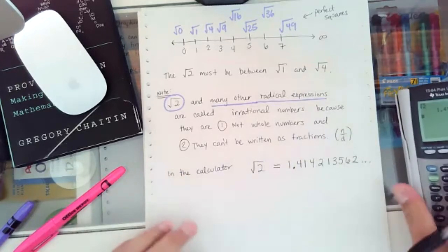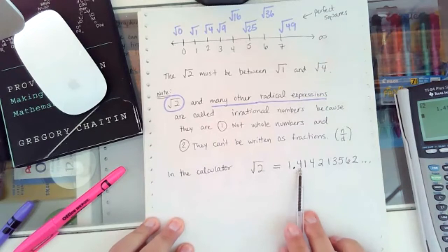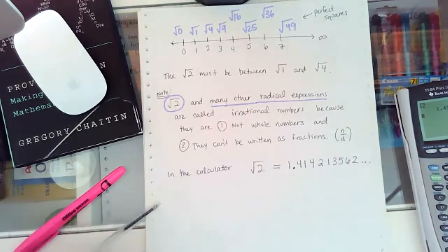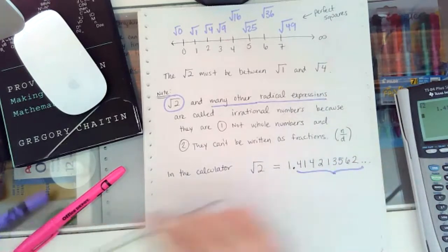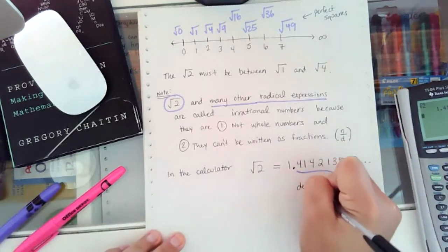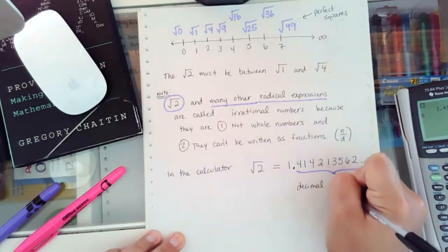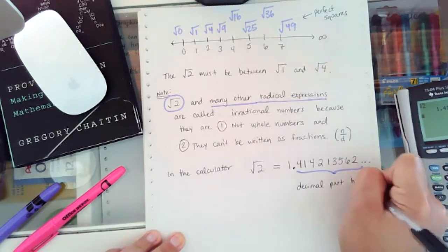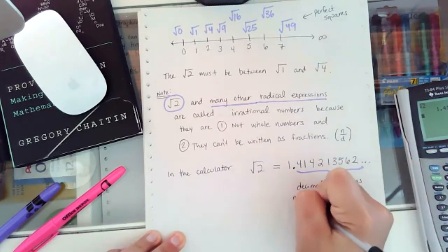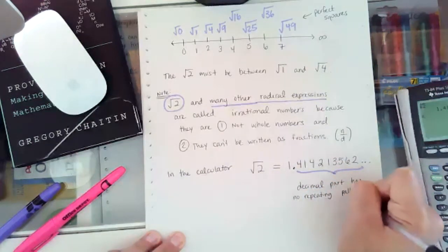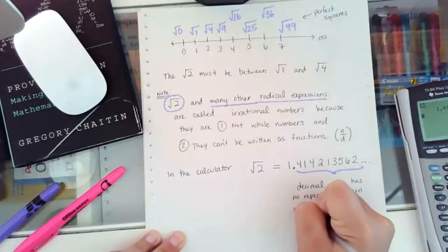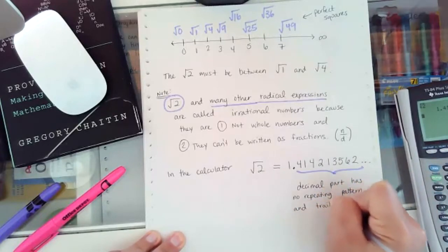This is irrational because the decimal part has no repeating pattern and trails off forever.